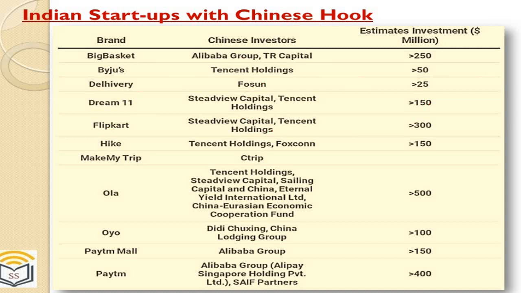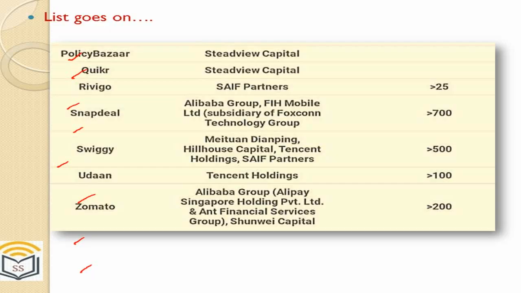So these are the Indian startups which have Chinese investment. It includes Big Basket, Byju's, Dream 11, Flipkart, Make My Trip, Ola, Oyo, and Paytm Group, and then it also includes Snapdeal, Policy Bazaar, Swiggy, and Zomato.